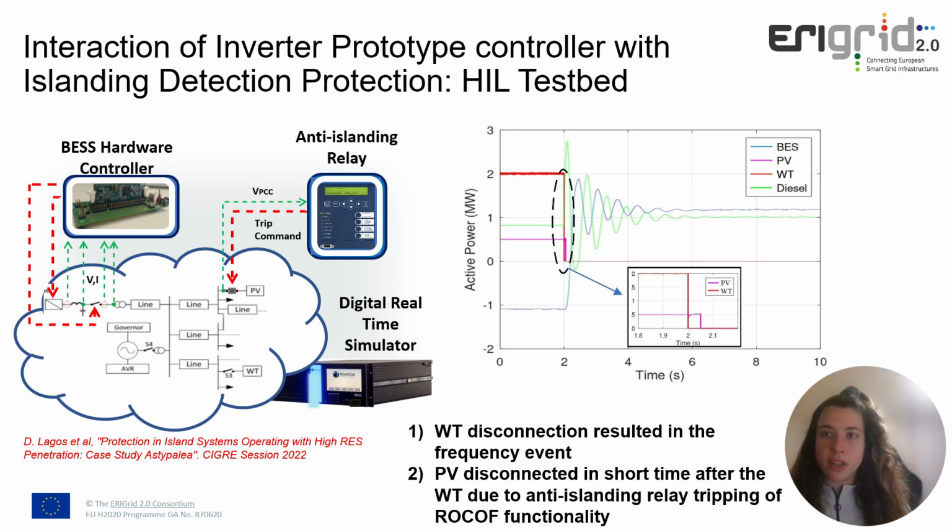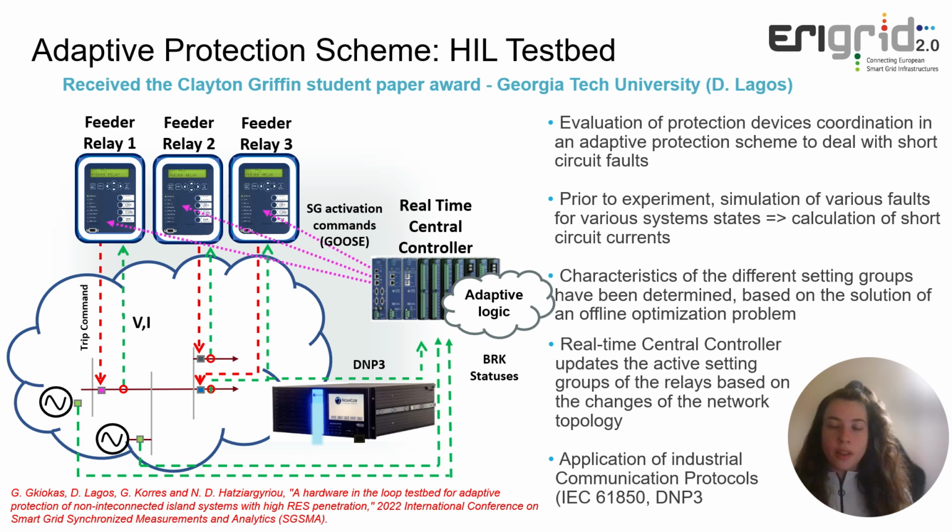As we can see in the figure, almost immediately after the wind turbine disconnection, the industrial loss of mains relay trips, disconnecting the PV plant. Including synthetic inertia in the battery energy storage controller avoids the activation of the loss of mains relay for the same event. The next example is about the testing of an adaptive protection scheme.